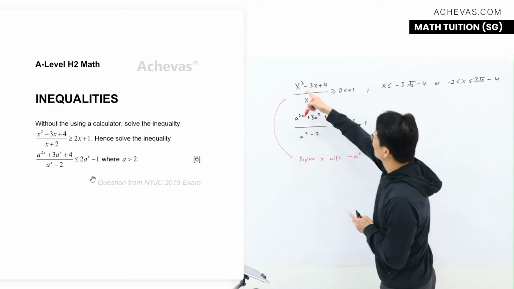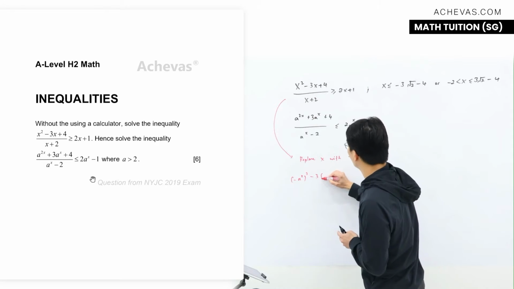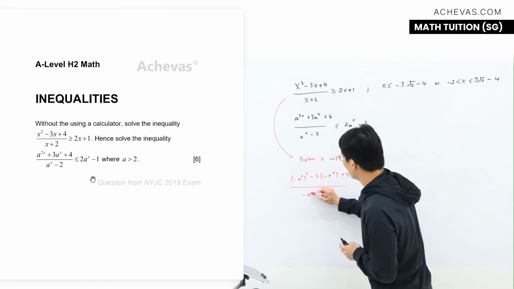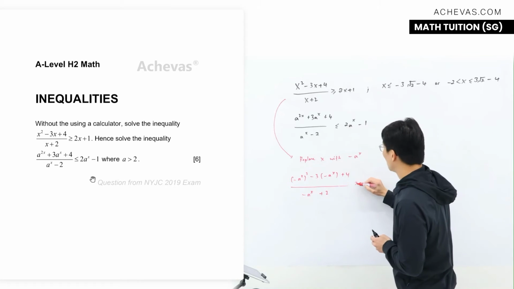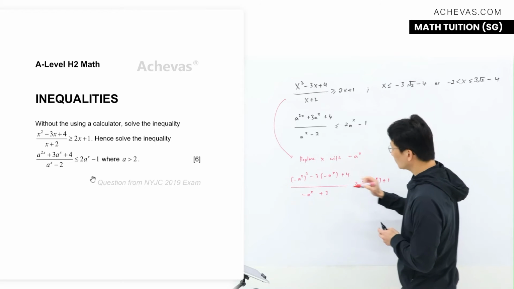Doing this, I will get (minus a to the power x) squared minus 3 times (minus a to the power x) plus 4, over minus a to the power x plus 2, greater or equal to 2 times (minus a to the power x) plus 1.